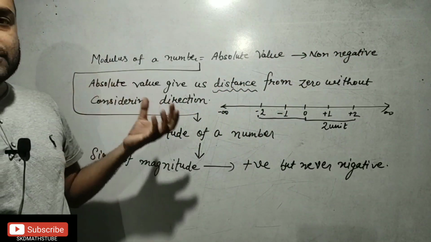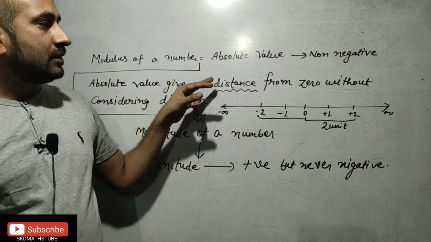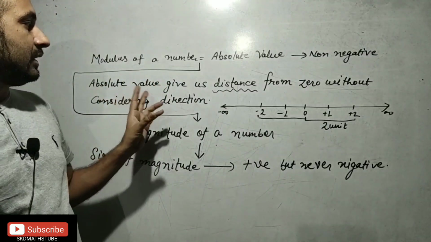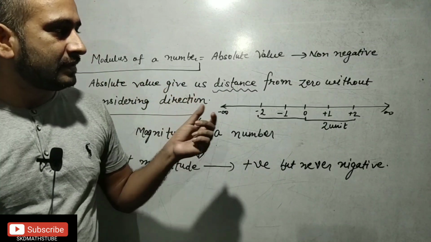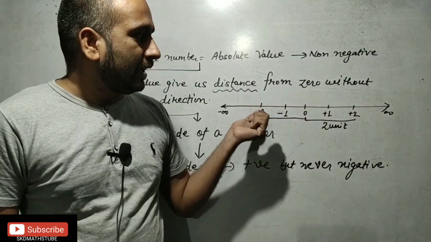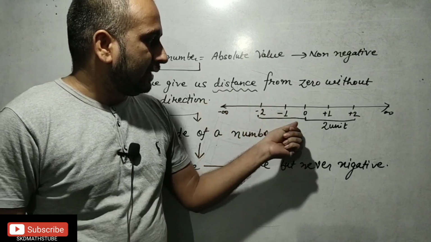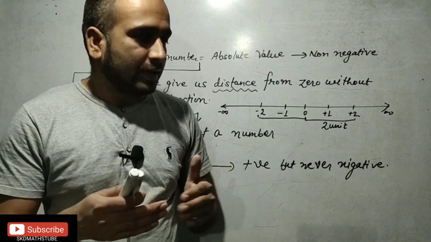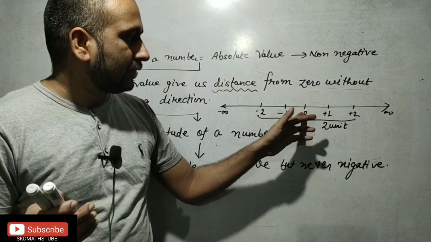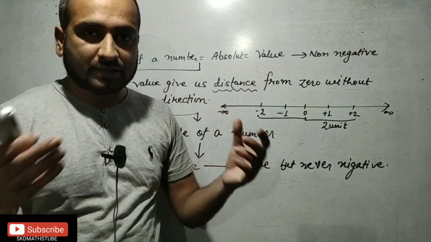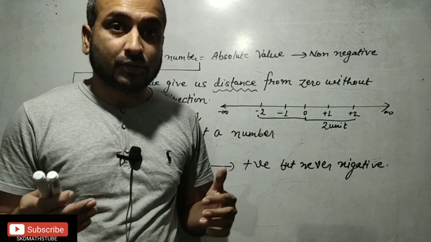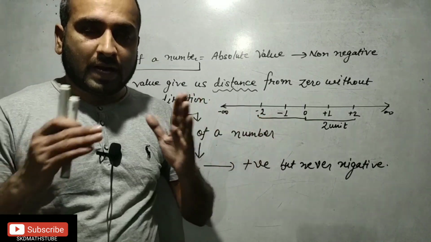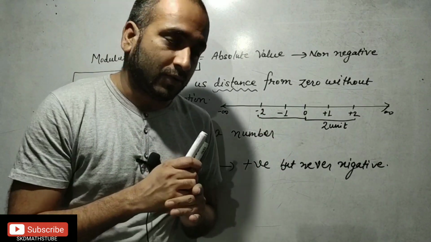So what is the absolute value? Absolute value gives us the distance from 0 without considering direction. See here, I have drawn a number line. From 0 to 2, the total distance is 2 units. And of course from 0 to minus 2, if I ask what the distance is, you will say it is 2 units. Distance will every time be in positive form.